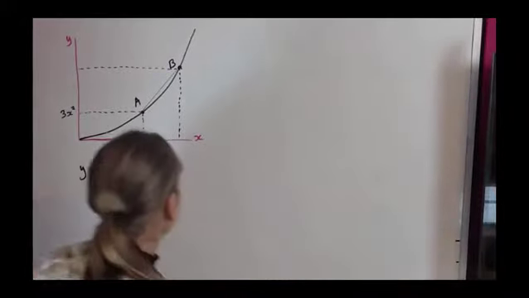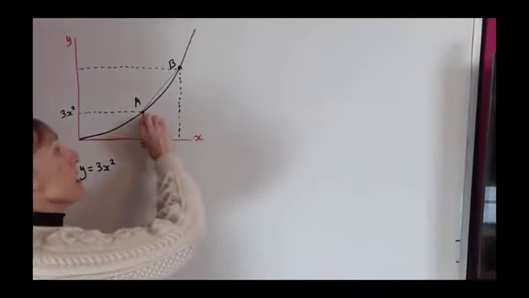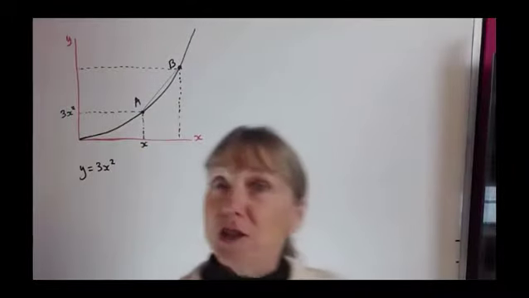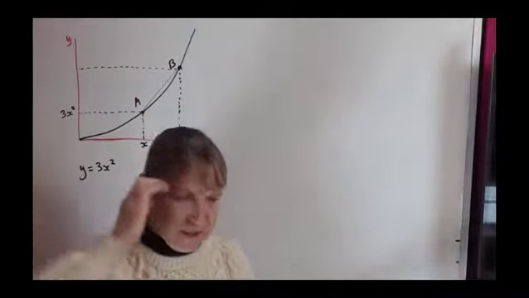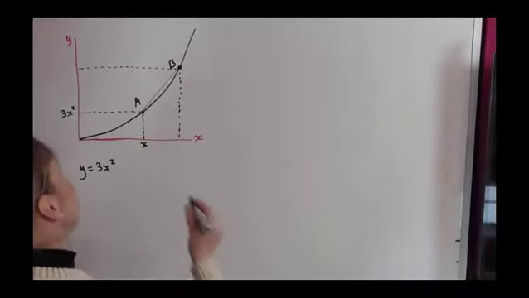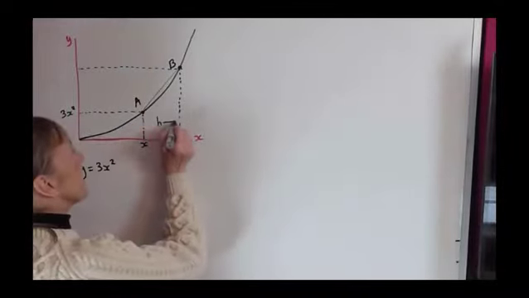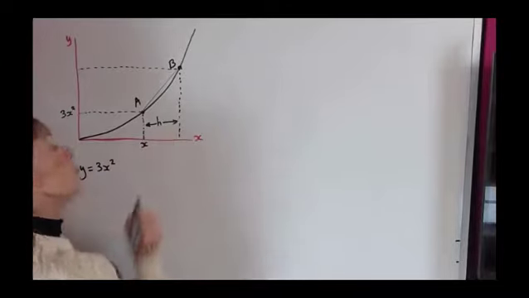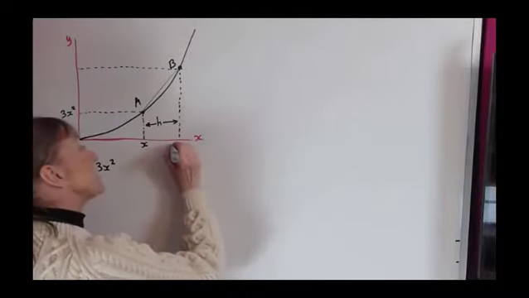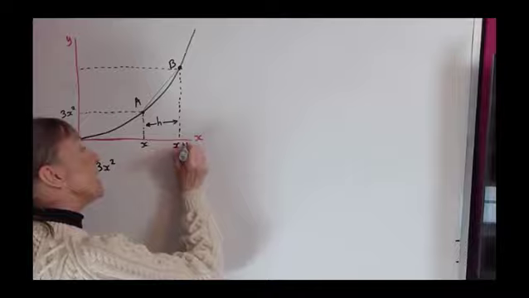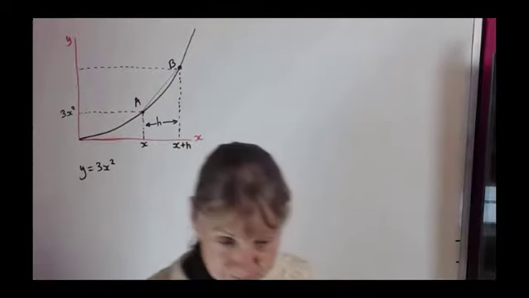So let's say we want the gradient here, so we introduce another point on the curve, because we know all about points on the curve. Let's say it's just a little bit further along the x-axis. Let's say there's a little distance h between the two. So that means that the x-coordinate of B is x plus h.